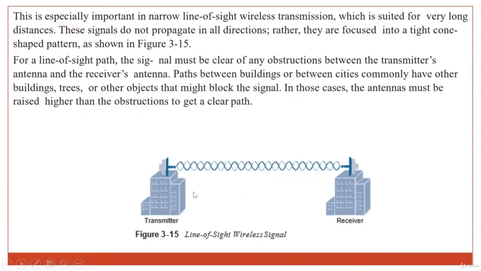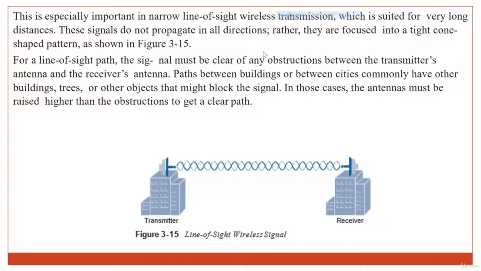That you can use a line of sight wireless signal. So two big towers, and in between there is nothing. Nothing means there is no object or obstruction in between. Here you can see you don't have a big tower in between two buildings, so your signal can transmit from here and be received here. That is one of the solutions.